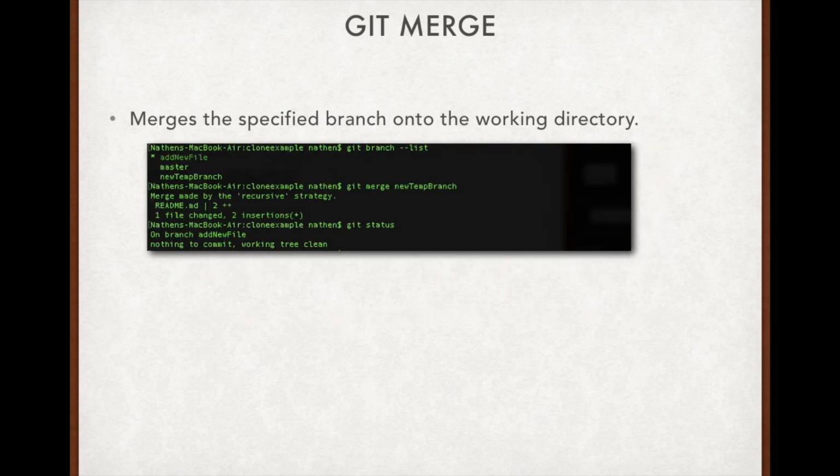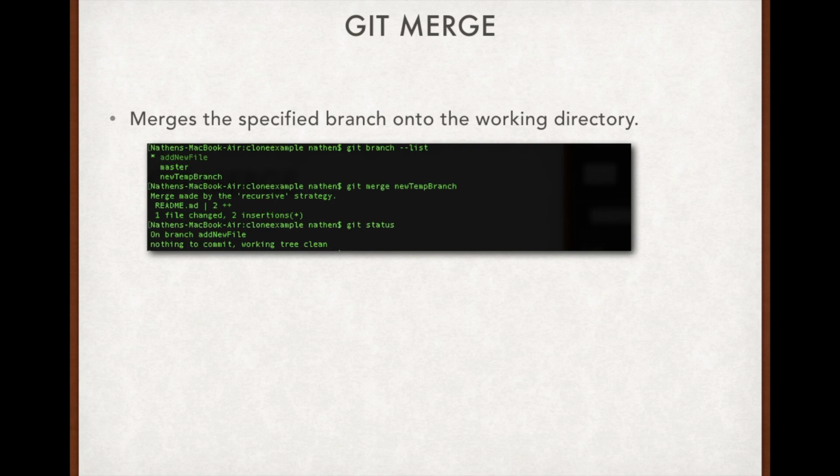The reason you'd want to see the differences between 2 branches is if you're going to merge the branches. If you use git merge, you can merge between whatever branch you're on and whatever branch you call. For this I did a git branch list, so you can see all 3 branches in this repo. And then, while I was in the add new file branch, I merged new temp branch onto the add new file.